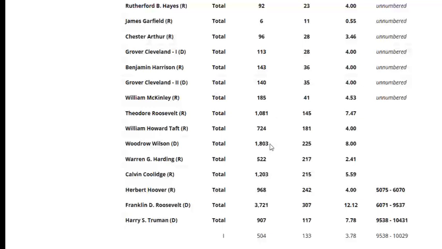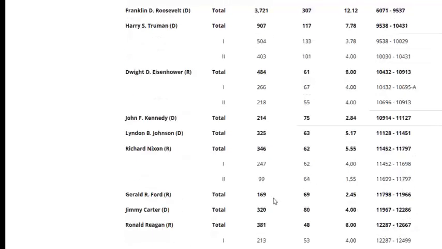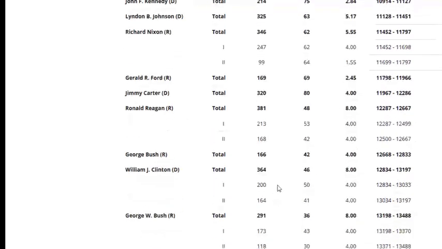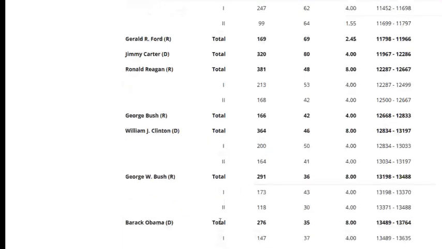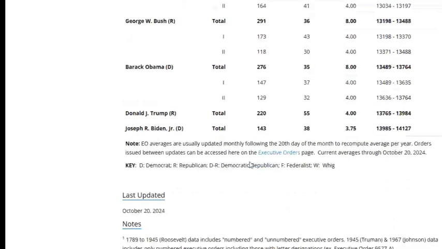Woodrow Wilson, Calvin Coolidge. Franklin Delano Roosevelt set another record at almost 4,000 executive orders. This was during the Great Depression. All the way up to modern presidents. See Bill Clinton here, 364. George W. Bush, Barack Obama, Donald Trump, and Joe Biden.